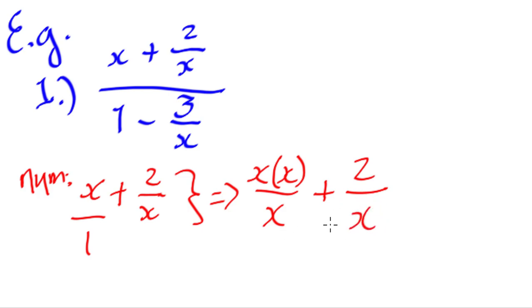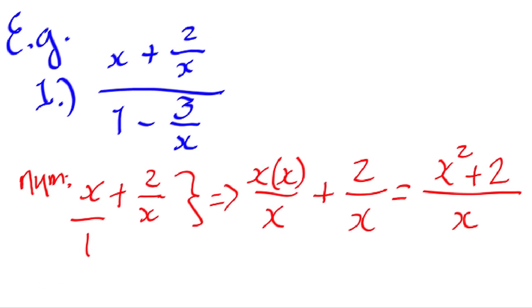Now since they have the same denominator, we can combine them and put them over one denominator, x. We have x times x here, which is clearly x squared, and then plus 2. So this is going to be our numerator, and then we're going to fix our denominator in the next part.